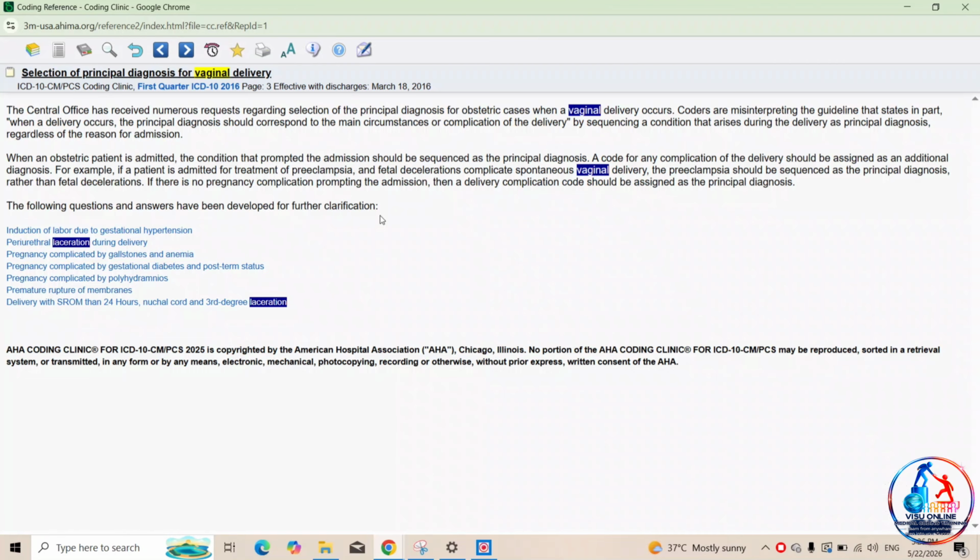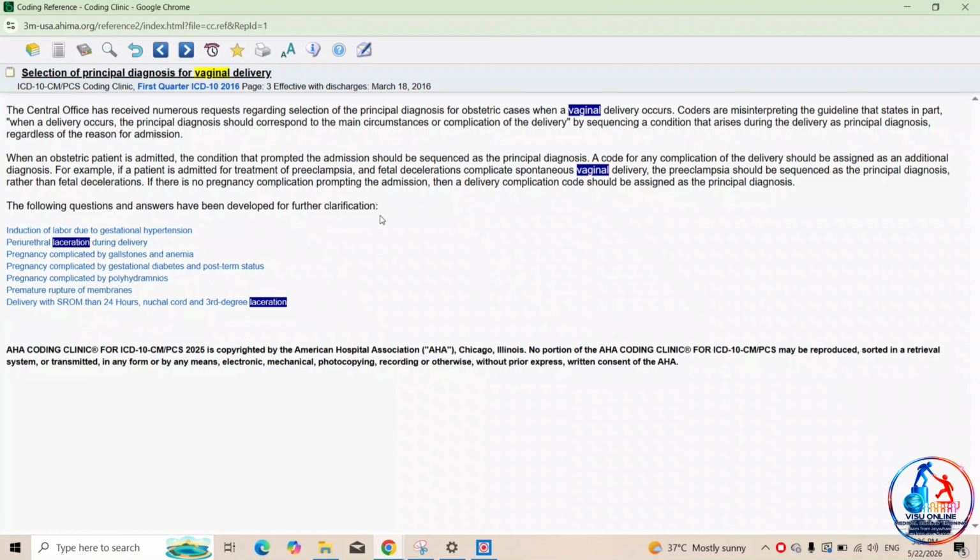If there is no pregnancy complication prompting the admission, then a delivery complication code should be assigned as the principal diagnosis. Here, the following questions and answers have been developed for further clarification. First one: induction of labor due to gestational hypertension.